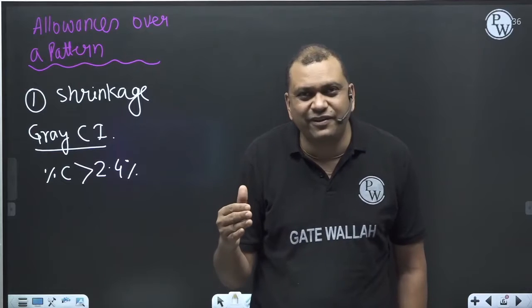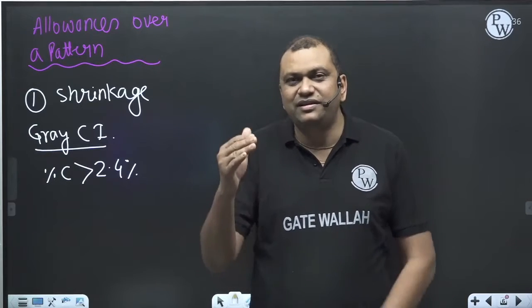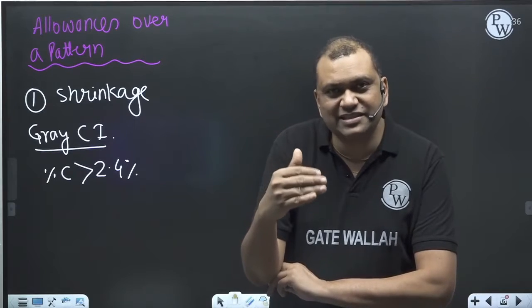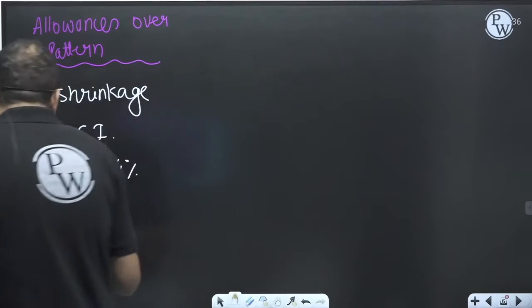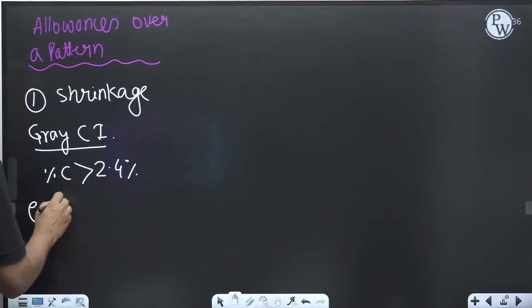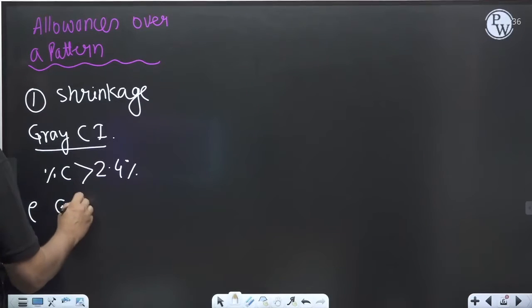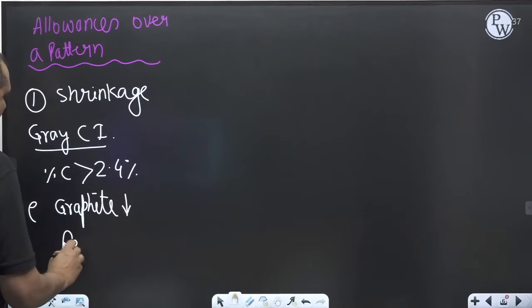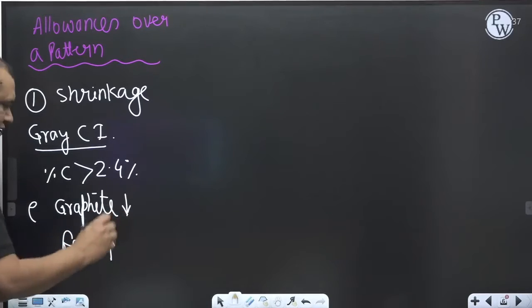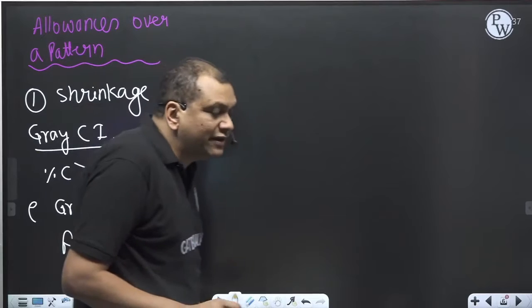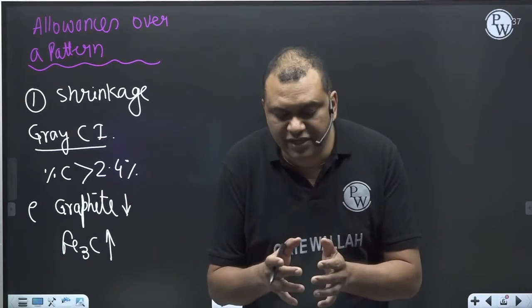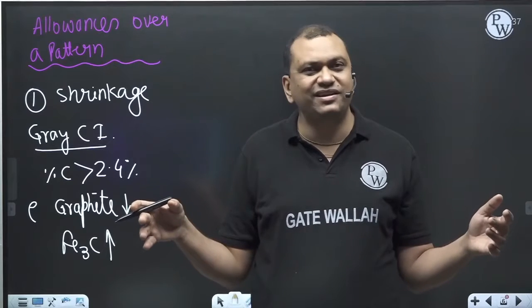Density of graphite is less than cementite. So what happens? Upon solidification, the casting will expand.